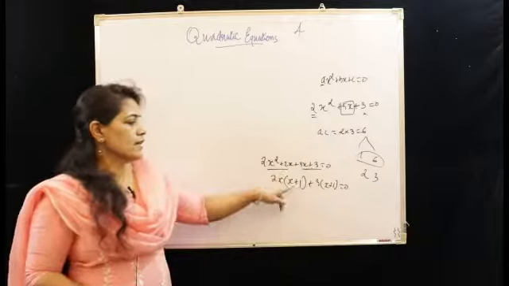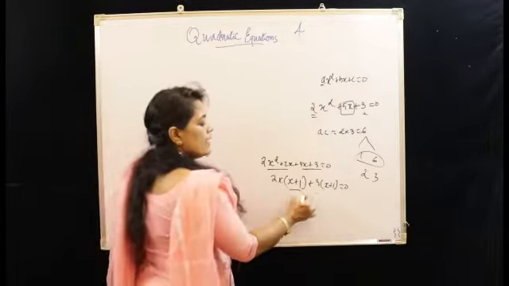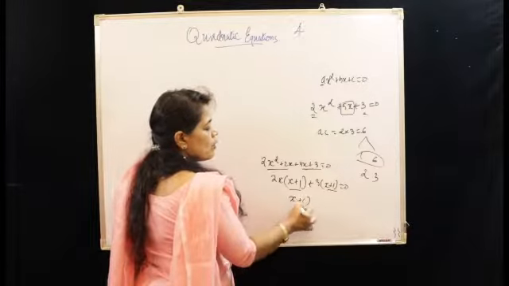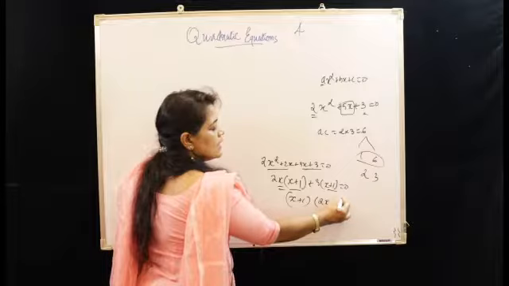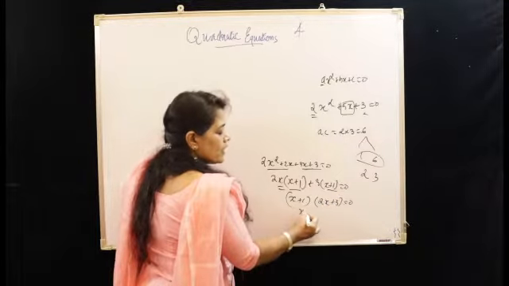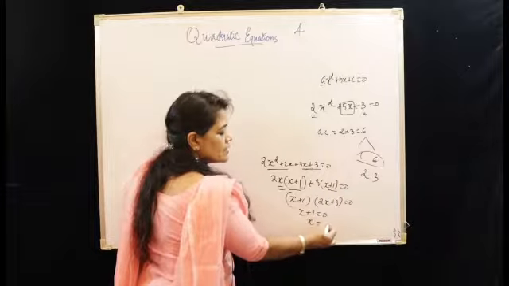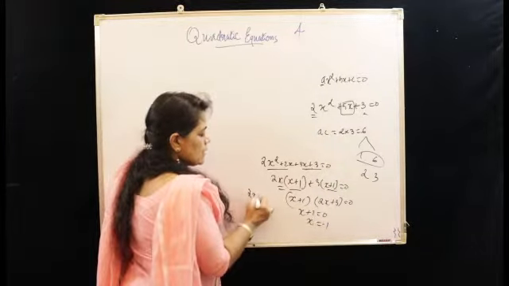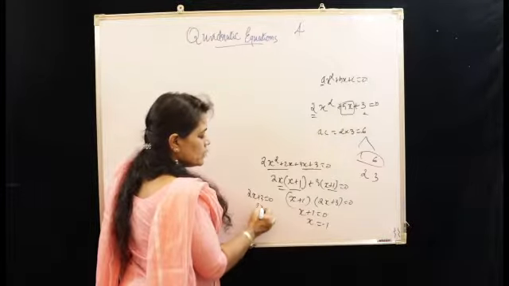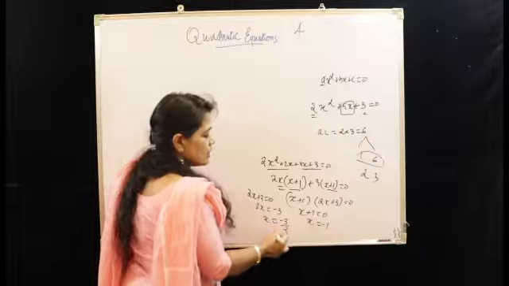Taking 2x, you will be getting 2x plus 1 in the bracket, and here again x plus 1 is common. Okay, and you will have x plus 1 times 2x plus 3 equal to 0, or you can equate each factor to 0. So x plus 1 equal to 0, hence x equal to minus 1, and 2x plus 3 equal to 0, hence you will get 2x is equal to minus 3, or x is equal to minus 3 by 2.